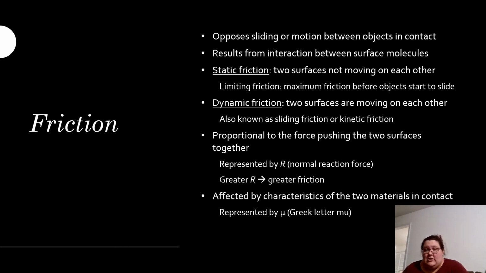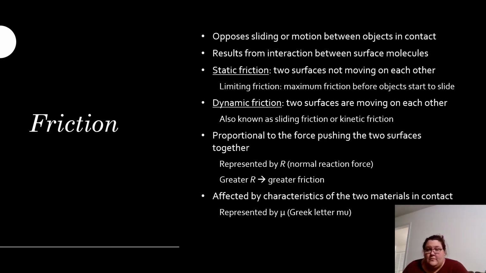Dynamic friction is when we have two surfaces that move past each other. This is known as sliding friction or kinetic friction. So if I were to try to untwist the pen the other way, once I overcome static friction, I can take the pen apart. That is sliding friction. Friction didn't go away, it just changed its state. It's no longer static, it is now dynamic.